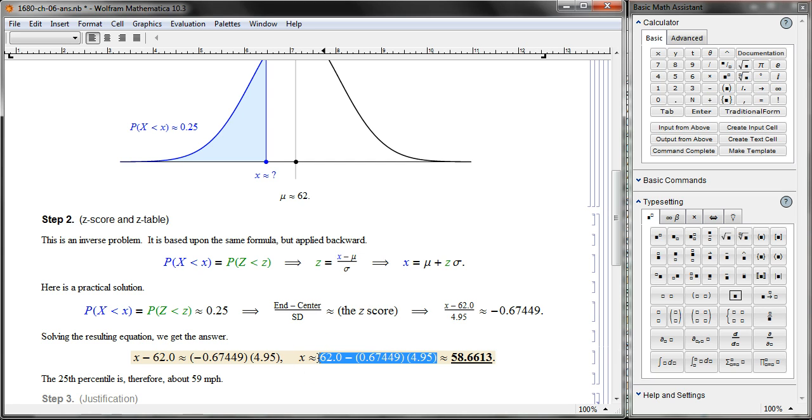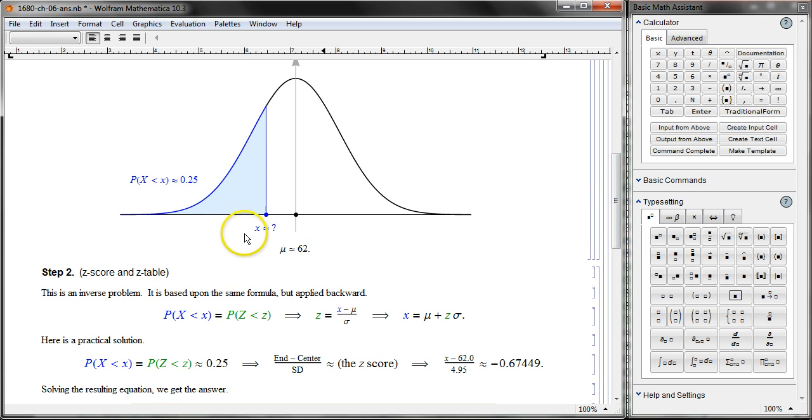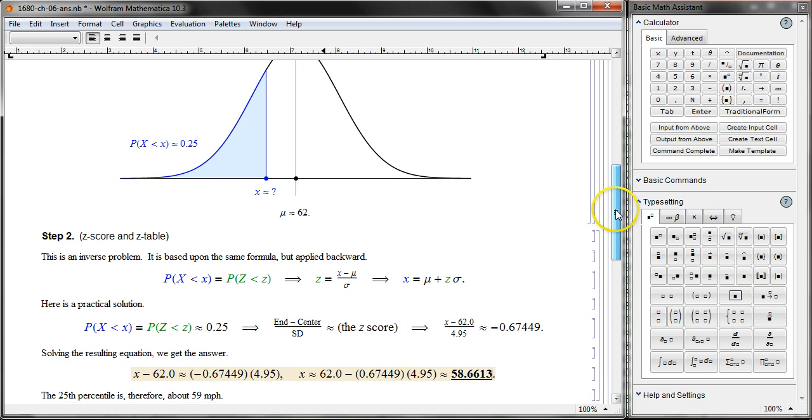That's what you get: 62.0 minus 0.675 times 4.95. Calculating this, I get 58.6613, and that's the x value, approximately speaking, about 59. So the 25th percentile is about 59 miles per hour.